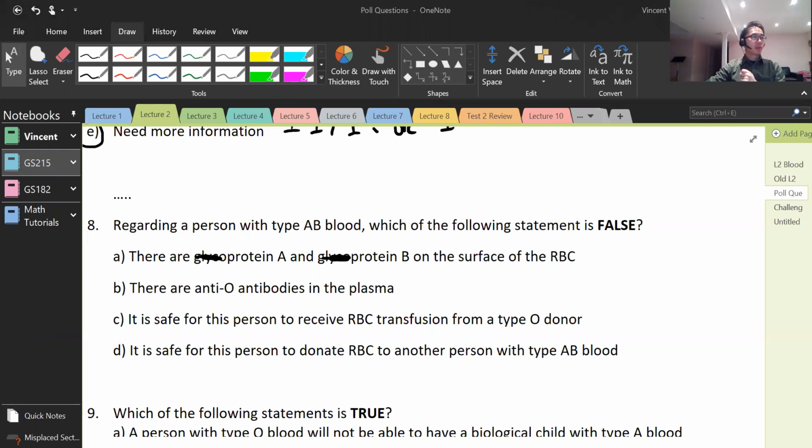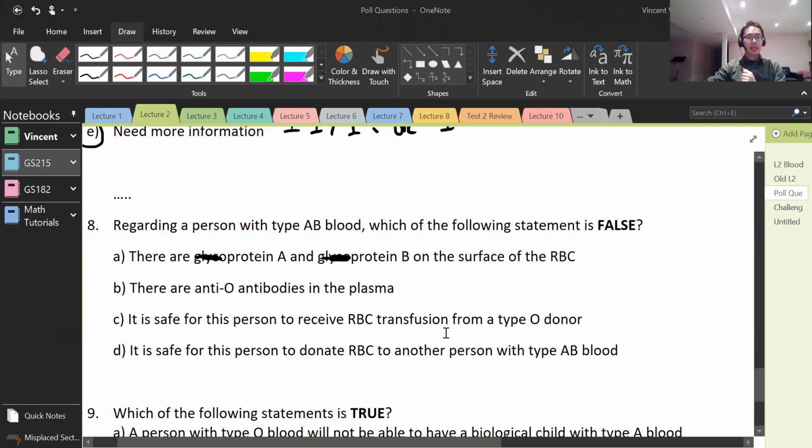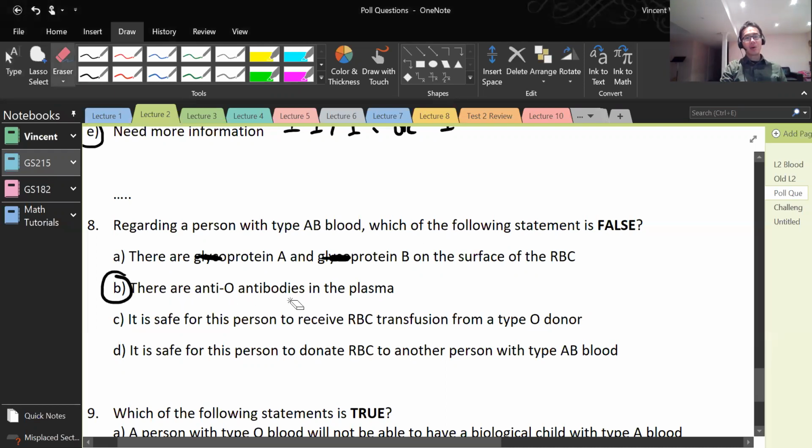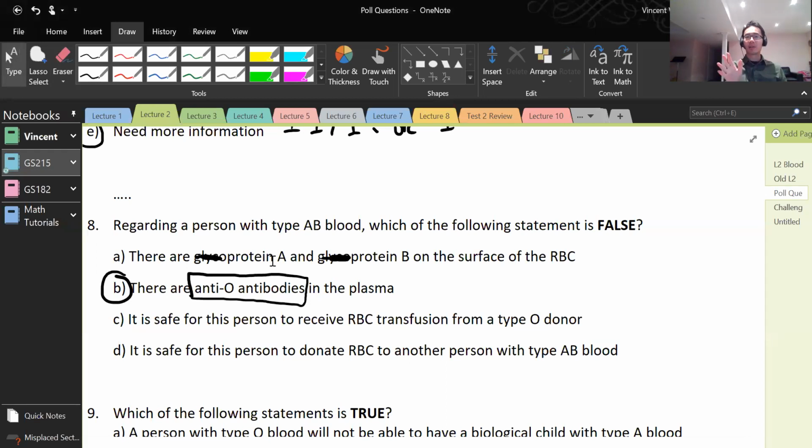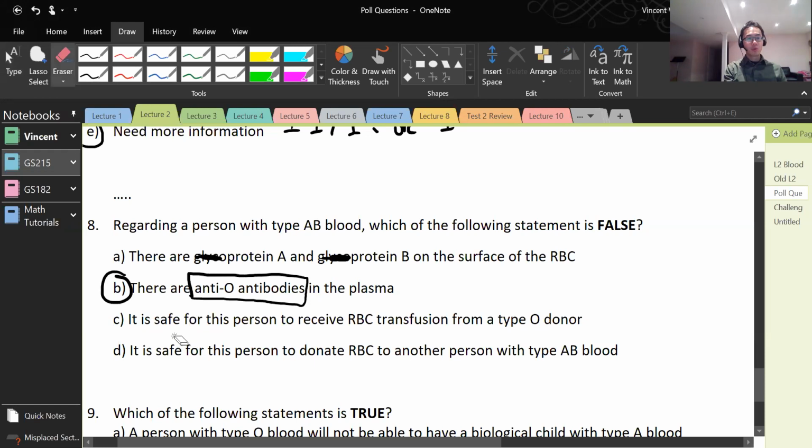Right, I think everybody who wanted to answer already did. And the correct answer is B. Okay, there are anti-O antibodies in the plasma. There's no such thing as anti-O antibodies. Again, O is the absence of A and B. If you don't have A or B on the red blood cells, then you are type O. You cannot make an antibody that attacks nothing, right? Okay, so anti-O antibody does not exist. Someone who has AB blood will have no antibodies against A or B. That's it. Okay. So some people choose C.